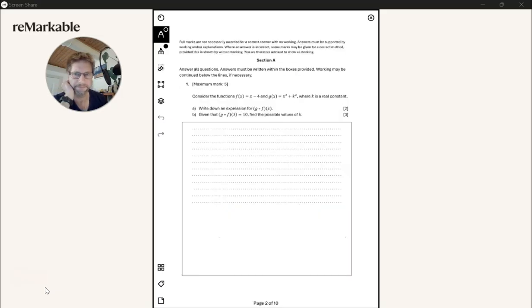So question 1 says consider two functions where the function g has a constant that we don't know. And question A tells us to write down an expression for this g after f function of x. I've seen people that read this little circle as a multiplication, which is very unfortunate because then you don't get anywhere with this question.